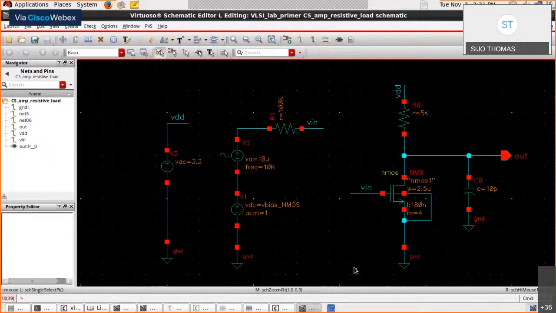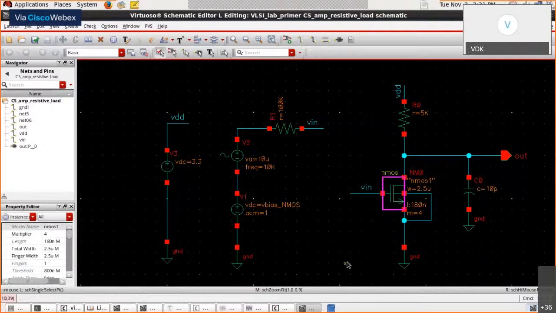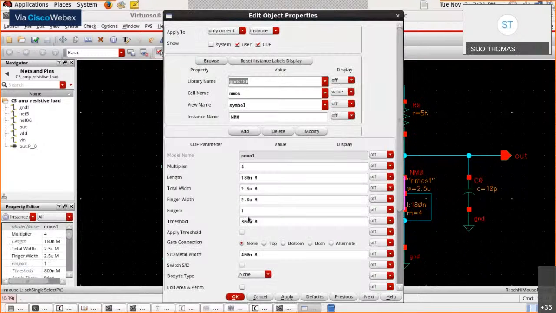All right, so here we have the setup. What we find here is that Sijo, W is getting different here. No, sir, I have taken multiplier 4. Naveen, can you correct CL to 500 femto? From the calculated value, we are getting W of 10 U for the MOSFET.